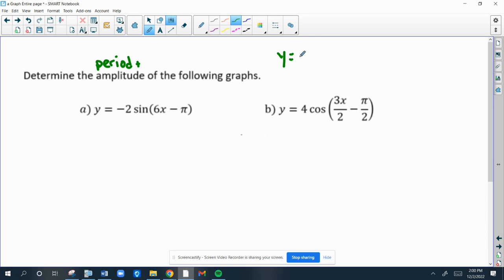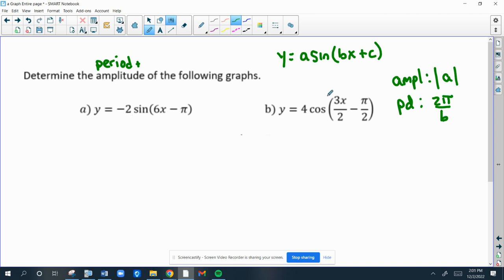All sine and cosine graphs can be written in this form: a sine or cosine of bx plus or minus c. The amplitude is always the absolute value of a. That's how far from the axis the graph is going to get. And the period, for sine and cosine, is 2 pi over b. So the smaller the period, the more smushed the graph is going to be, because it's going to take less time to complete a cycle.